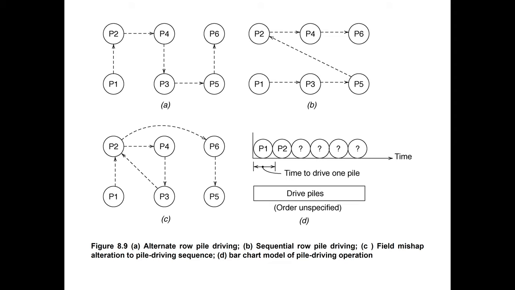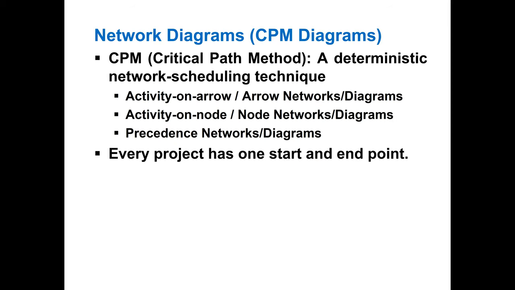Sequence is very important to draw the network diagrams and to know the sequence of work. Now we will go with the simple examples. The next slide is a network diagram, or we call it the critical path method, CPM diagram. We call it a deterministic network scheduling technique, because there are other techniques also, like PERT, program evaluation and review technique. That technique is probabilistic, but the critical path method is a deterministic network scheduling technique. So we are going to discuss the critical path method.